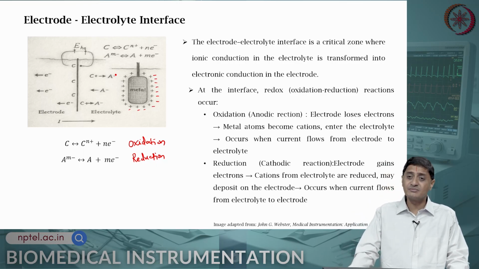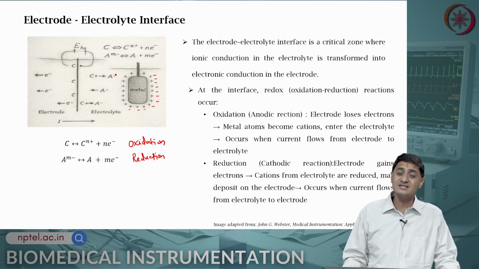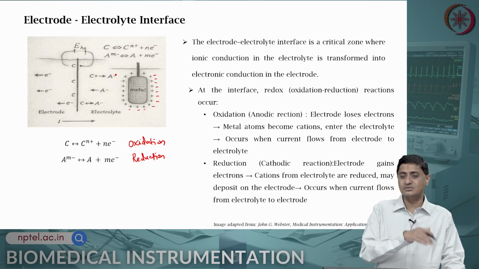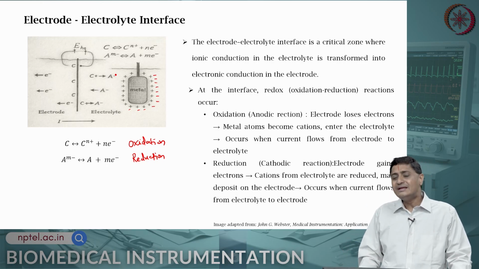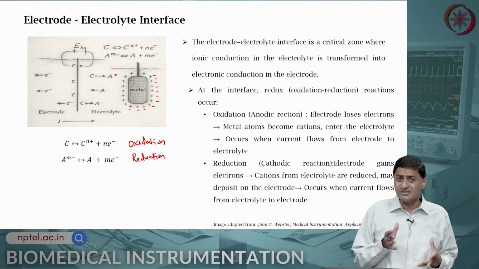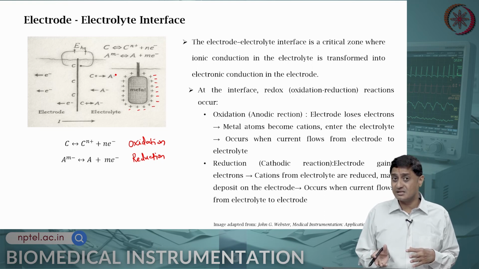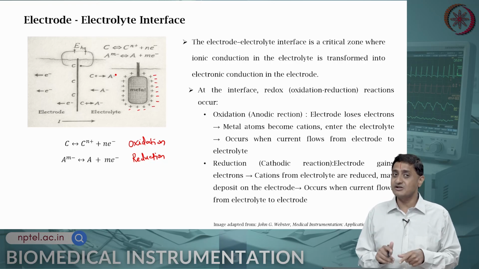So, cations from the electrolyte are reduced and they deposit on the electrode, and this occurs when current flows from the electrolyte to the electrode. In reality, both of these reactions can happen depending on the situation. So, in reality, both oxidation and reduction can happen in the same electrode depending on the direction of current.